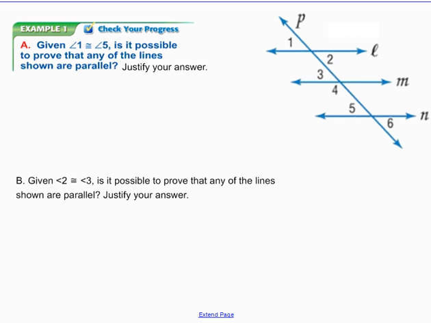All right, so now we're going to use that concept to help justify our answer here. Given that angle 1 is congruent to angle 5, is it possible to prove that any of the lines shown are parallel? All right, so we have a given here. Angle 1 is congruent to angle 5. So I'm going to look at the picture, and I'm going to decide where they are. So I see angle 1 is up here, and it's congruent to angle 5.